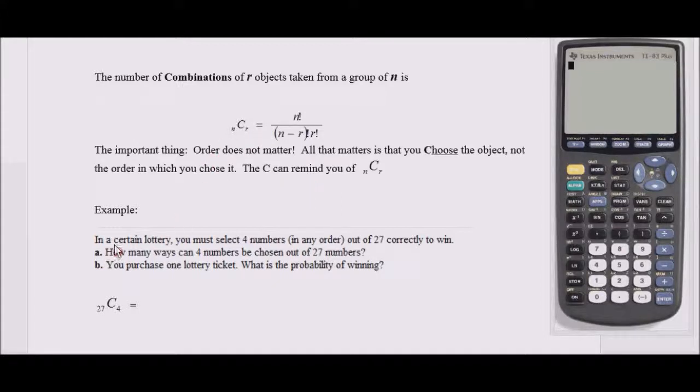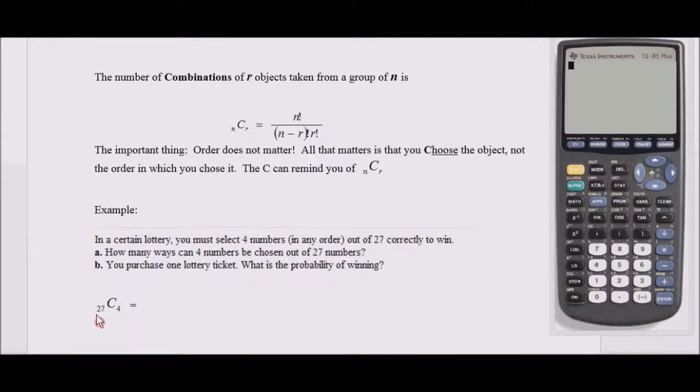Here's an example. In a certain lottery, you must select 4 numbers in any order. There's a big clue right there. The order doesn't matter. You must select 4 numbers out of 27 correctly to win. 2 parts to this. How many ways can 4 numbers be chosen out of 27? And then, what's the probability that you're going to win?